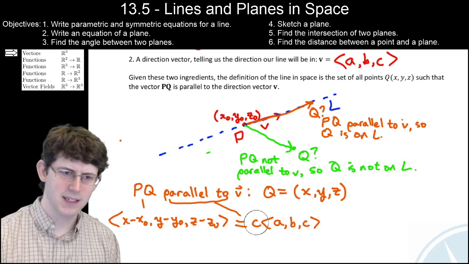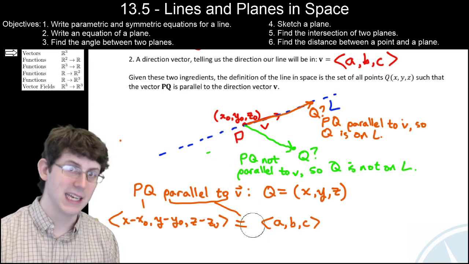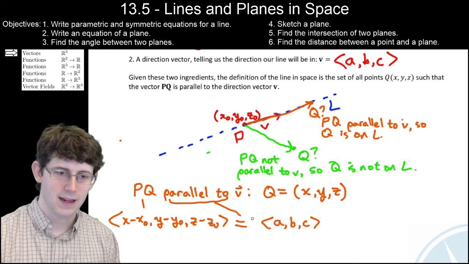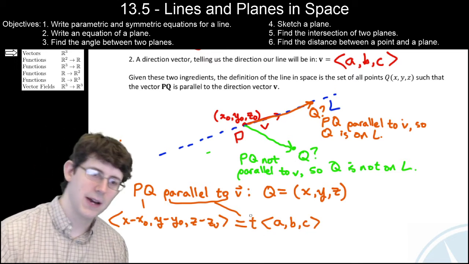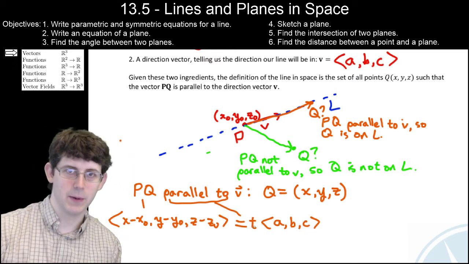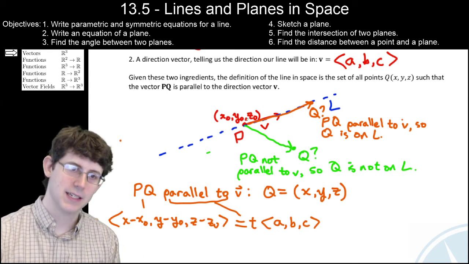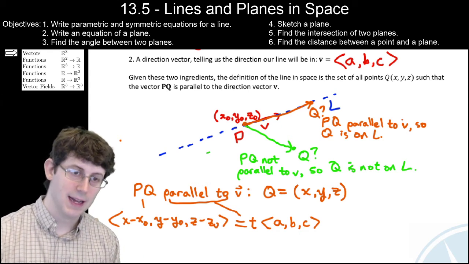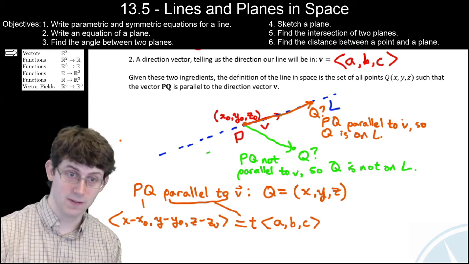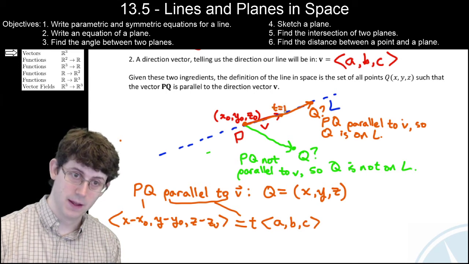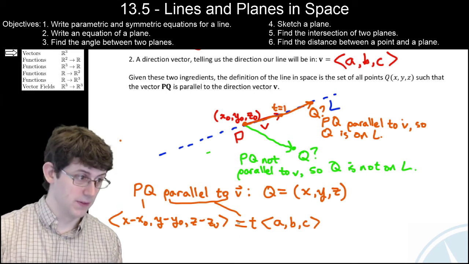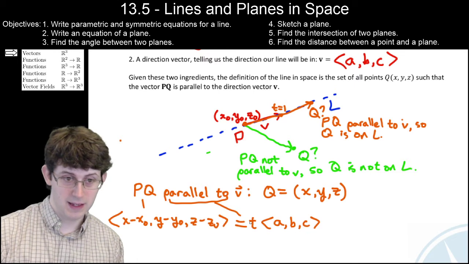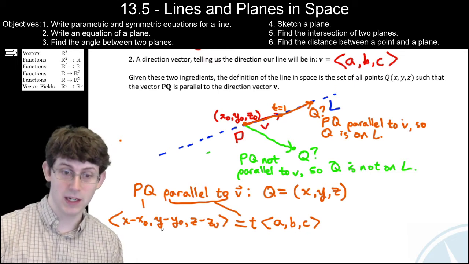I guess I can't really use C for the multiple. It's kind of taken already. I've got A, B, C here. What will be a useful thing to think about is I'll think about t as my parameter. T like time. So at time 0, I'm at point P. At time 1, I've gone V over here, and this will be time 1. And so on. So this can be my setup to try to make equations of the points on the line.